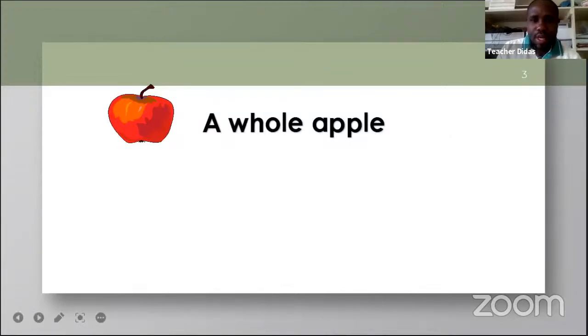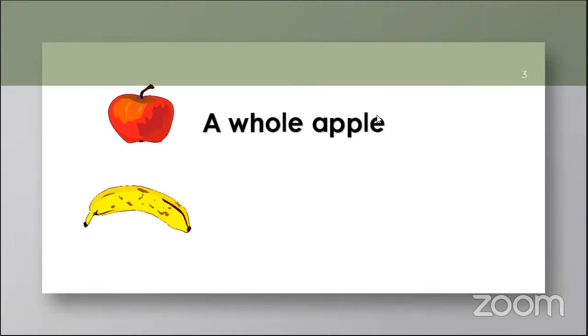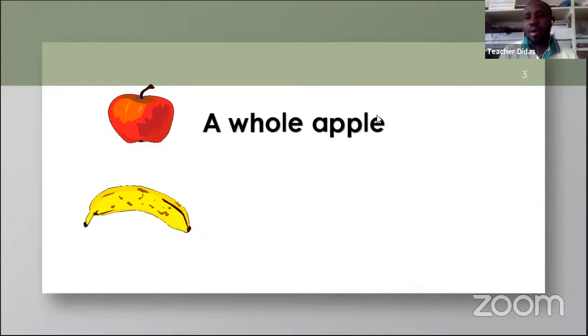Let's go. I have that one. Who can name that? If the first one is a whole apple, now I have my second picture. Who can name that? Put up your hand and tell me. Okay, there is Imelda here. Yes, Imelda. Unmute. A whole banana. Yes, this is a whole banana.